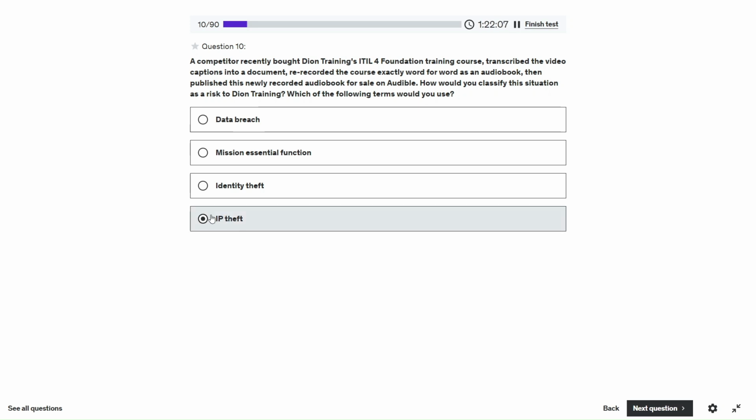It's actually identity property theft or individual property theft, something like that.